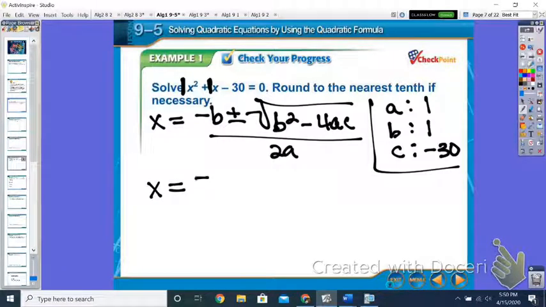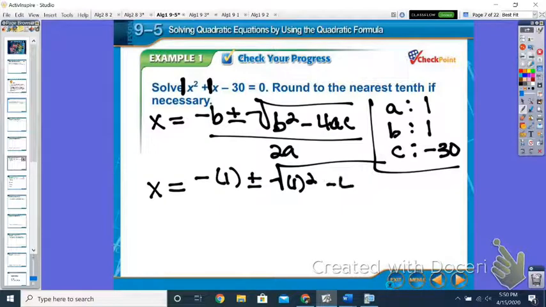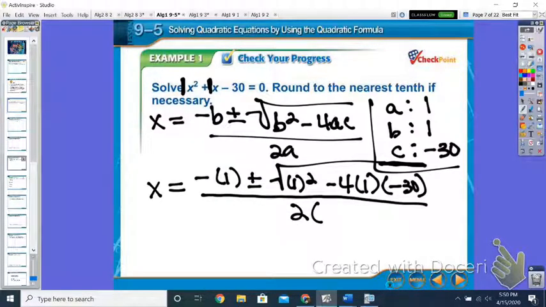I'm going to have -1. Now notice I use parentheses every time I substitute, just to be safe. So -1 plus or minus square root of 1 squared minus 4 times 1 times -30. And again, I'm going to make sure that square root goes all the way to the end there. So I'm just substituting a, b, and c where they belong. And then it's all over 2 times a, which again is just 1. So there's what I have now. I think this time I'm just going to take a quick picture with my phone instead of writing this out. I think that'll be quicker.